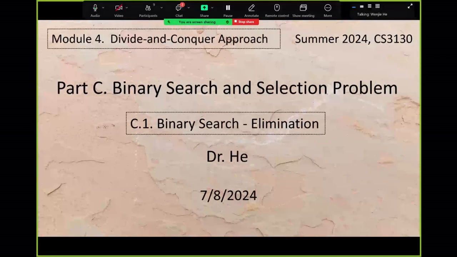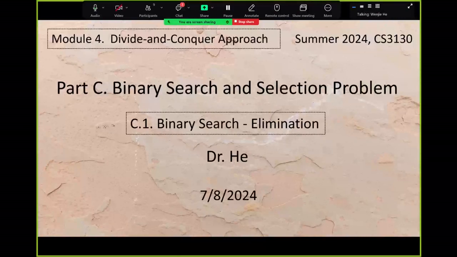And many effective, excellent, real-world search algorithms are built based on the binary search. So we need to understand this basic one very well.